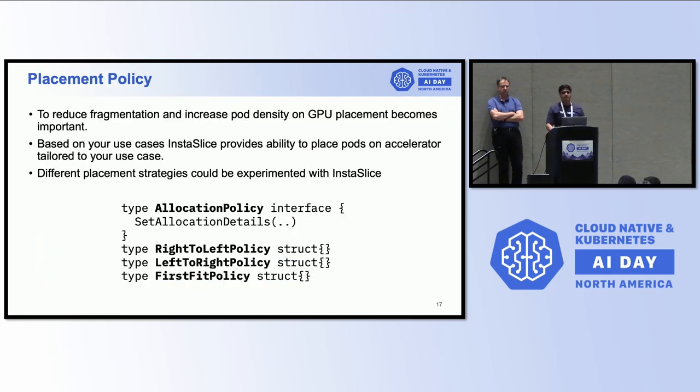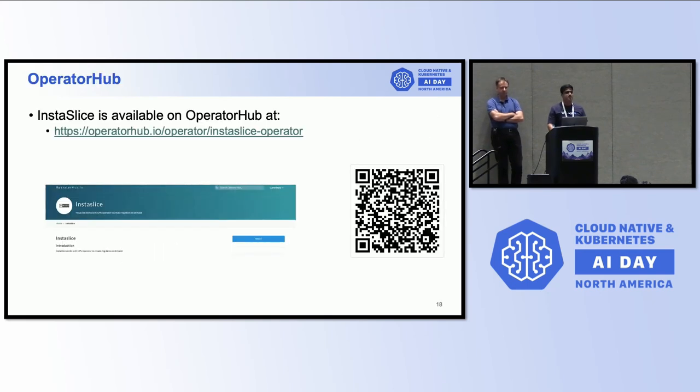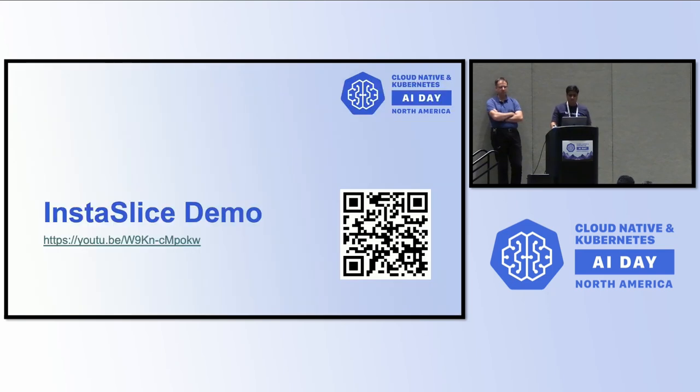Based on one's use case, one would want to explore different types of slice placement. InstaSlice today supports placement by an allocation policy interface, where you can place slices either from right to left, left to right, or first fit. In this version, we have implemented the first fit policy. InstaSlice is available at Operator Hub, and we share the QR code and the link to download it on your cluster. Let's go to the demo.